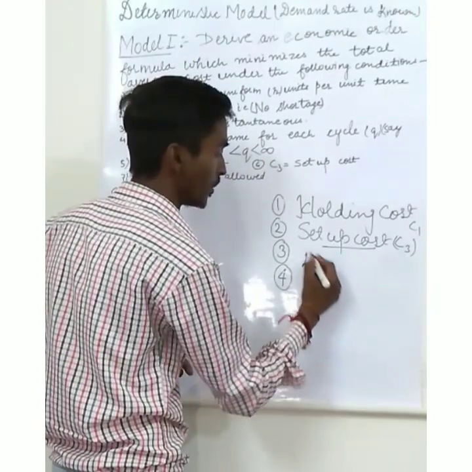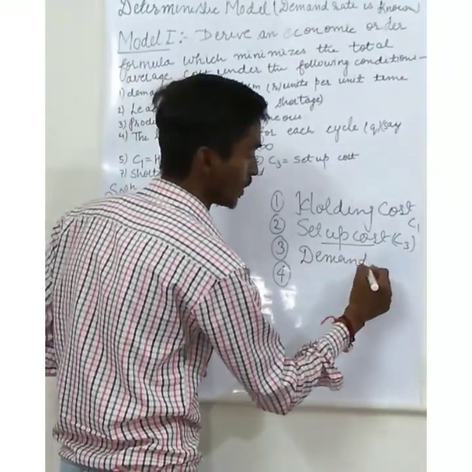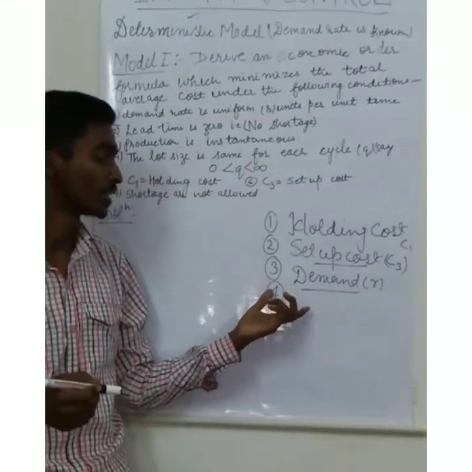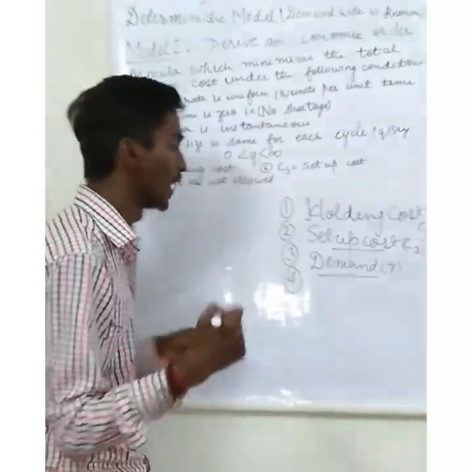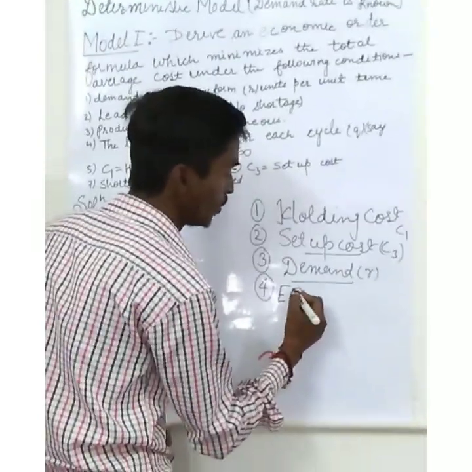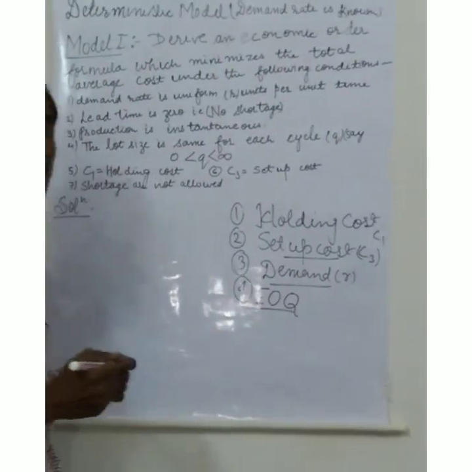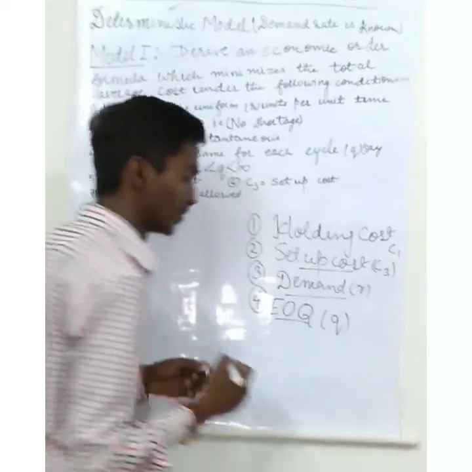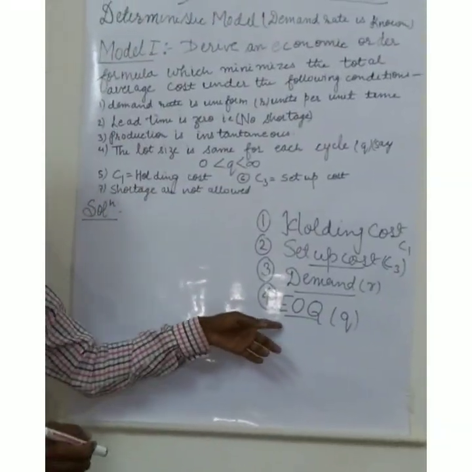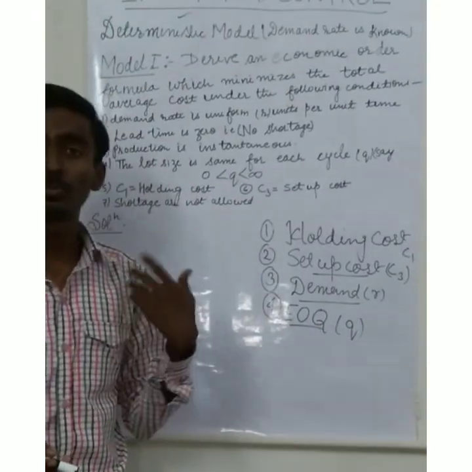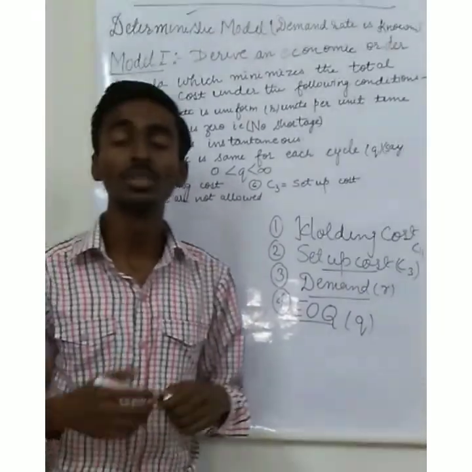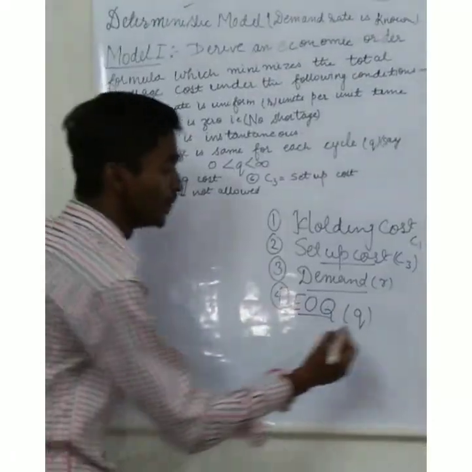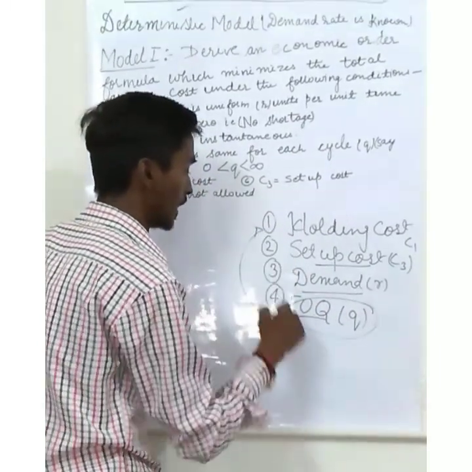Now the third one is demand. It is denoted by small r. Demand is the number of items required by the customer at a particular period of time. And the fourth one is EOQ, abbreviated as economic order quantity. It is denoted by small q. So what is economic order quantity? Economic order quantity is the quantity which we purchase at a minimum cost and which is economically viable. EOQ is the quantity which minimizes the holding cost and setup cost.